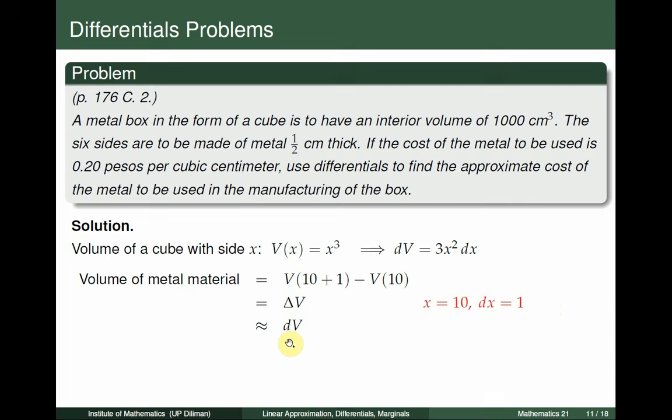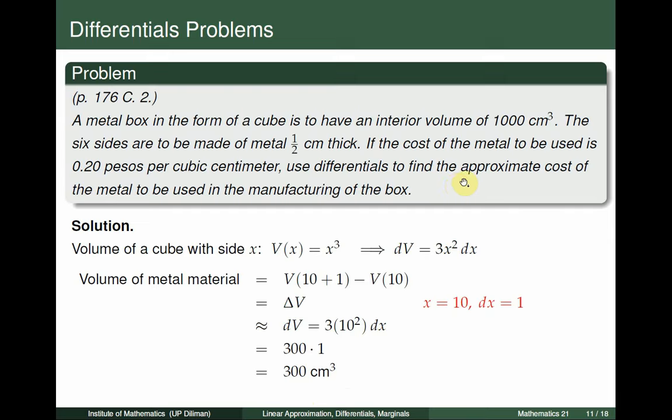And then, what is dV again? It is 3x squared dx. So we just plug in x is 10, and dx is 1. So we have 3 times 10 squared times dx is 1, so 300 times 1, or 300 cm cube. This is the approximate amount of metal. This is just the approximate amount.